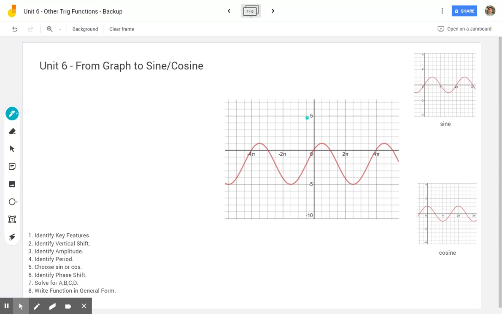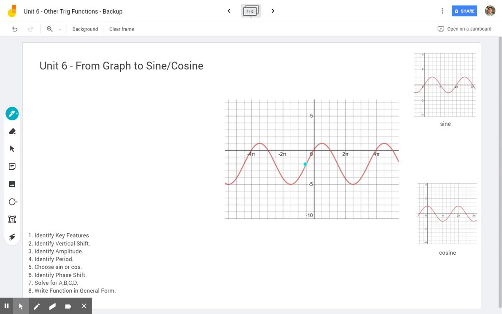Now, when we're going from a waveform to either the sine or cosine, we have a number of options. Typically, you're going to be asked to put it in sine form or cosine form. If you're not asked for one or the other of those forms specifically, then it's your choice. And I'll try and cover that as we go through this.